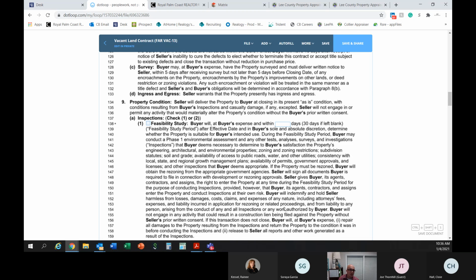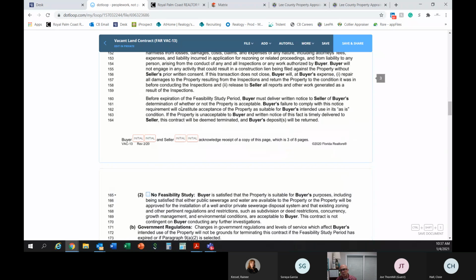All right, you want to inspect the property? Great, go for it. If anybody gets hurt on the property, I'm not an attorney, but this is my understanding of what this says: anybody gets hurt on the property, you can't sue the seller for anything that happens. Also, feel free to conduct the inspections, but make sure that when the inspections are over, you return the property in the same condition that you found it, and that you have not altered the property in any way that will affect its value.